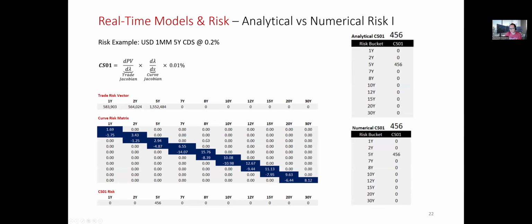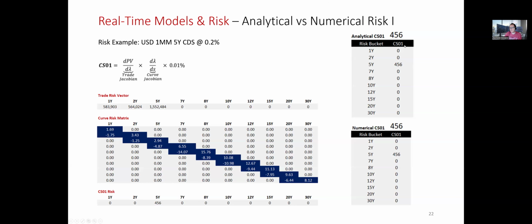Now here, just to finish off, I'll show you some examples. Here's a 5-year CDS. Yes, 1 million notional 5-year CDS with a premium of 2%, 0.2%. We calculate the CSO1 from the trade Jacobian times the curve Jacobian. Here's the trade Jacobian. Here's the inverse curve Jacobian, which is this diagonal matrix, and this is the result you get back. So all the risk in the 5-year bucket because it's a 5-year CDS, and we calibrate it to a 5-year CDS. So we can hedge this 5-year CDS with a 5-year CDS.